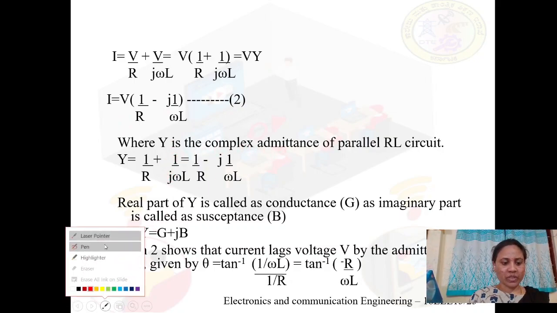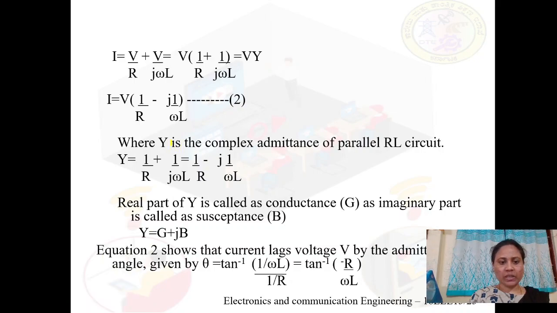Here Y is nothing but the complex admittance of the parallel circuit, where Y can be written as 1 by R plus 1 by j omega L, or, taking j to the numerator, 1 by R minus j times 1 by omega L. The real part of Y, that is 1 by R, we call conductance and represent with G, and the imaginary part, that is 1 by omega L, we call susceptance and represent with B. Therefore, Y can also be written as G plus jB.